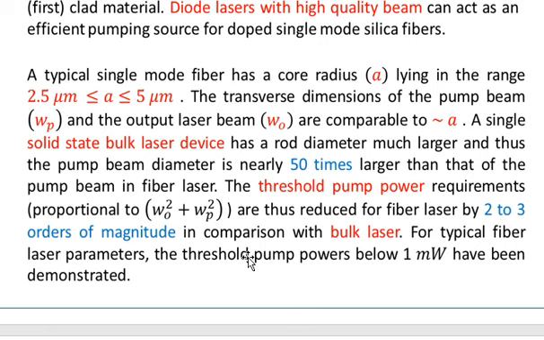For typical fiber laser parameters, a threshold pump power below 1 milliwatt has been demonstrated. That is, fiber lasers have been demonstrated very successfully with a power below 1 milliwatt.